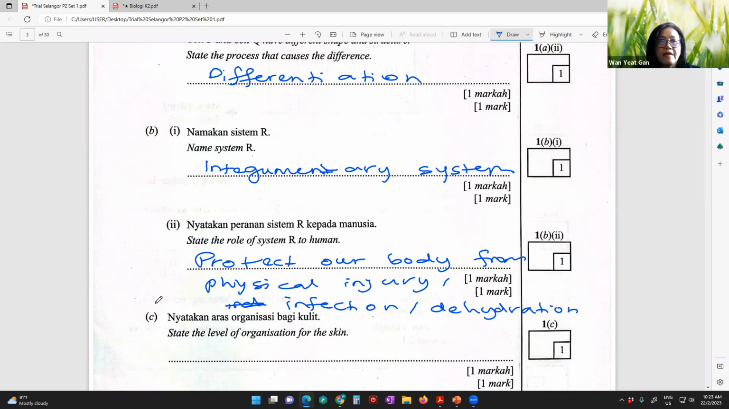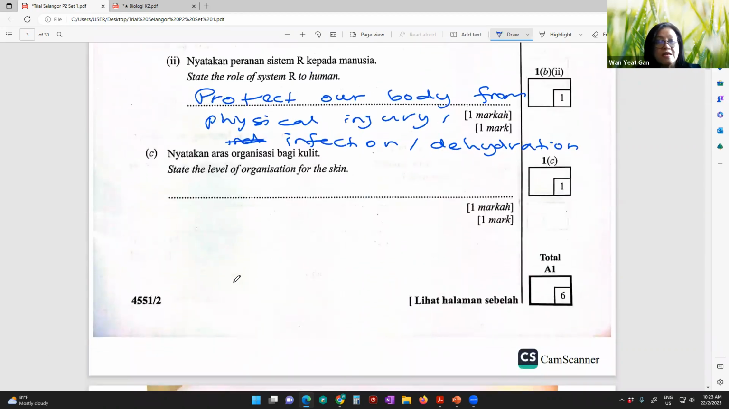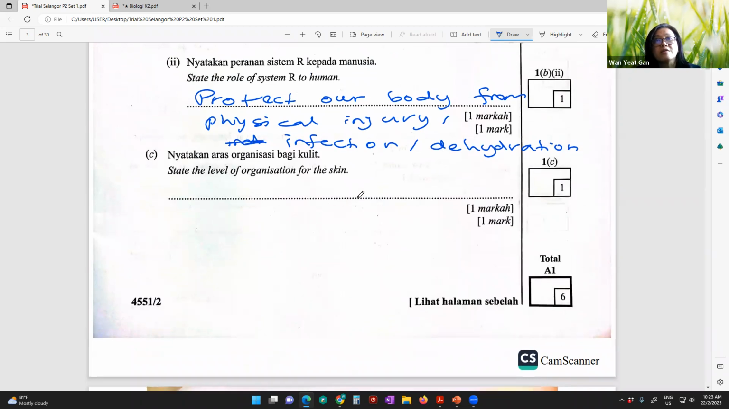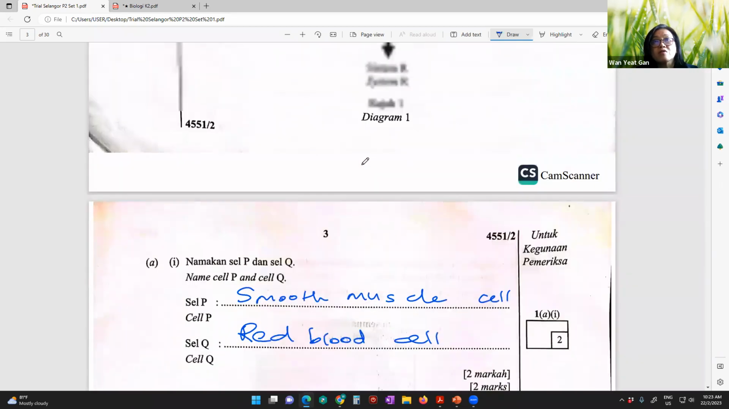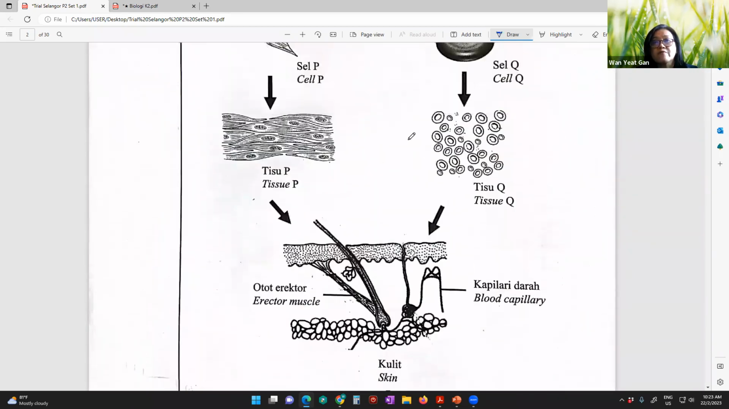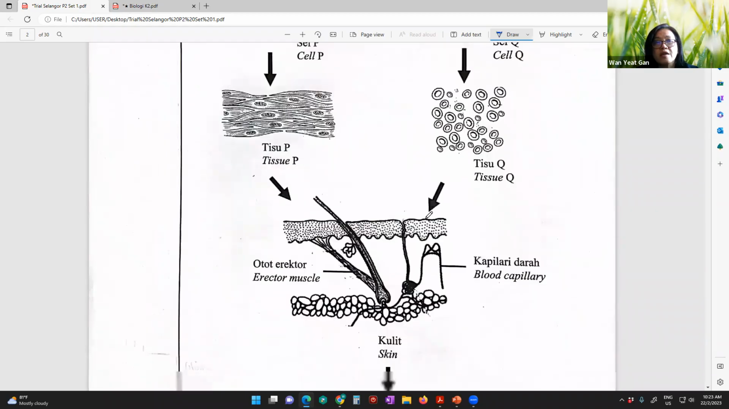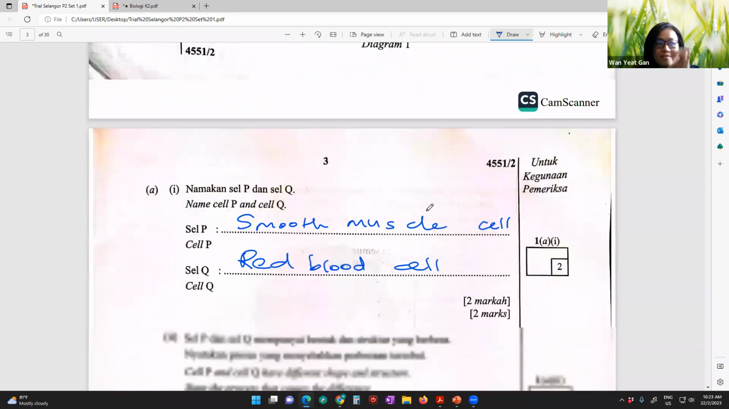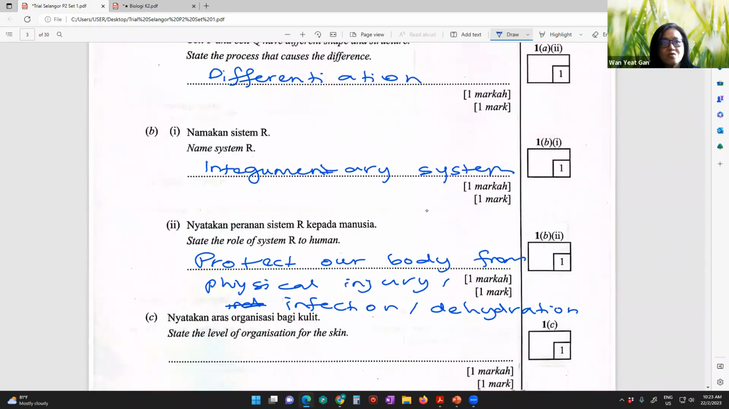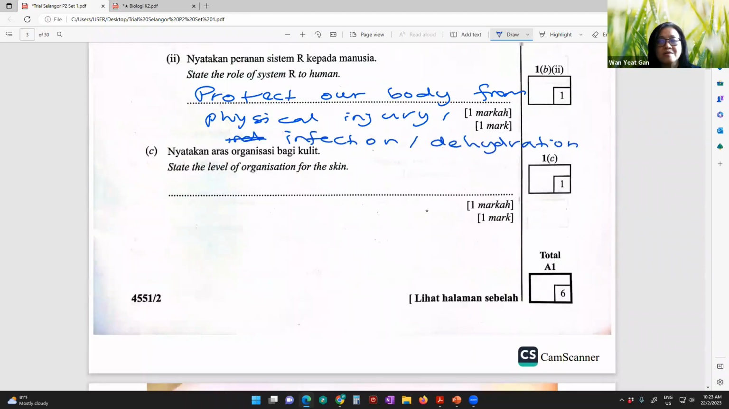Next, state the level of organization for the skin. Now, the skin is an organ. Why is it an organ? Because it consists of different types of tissues. So an organ consists of different types of tissues. The answer here is organ.